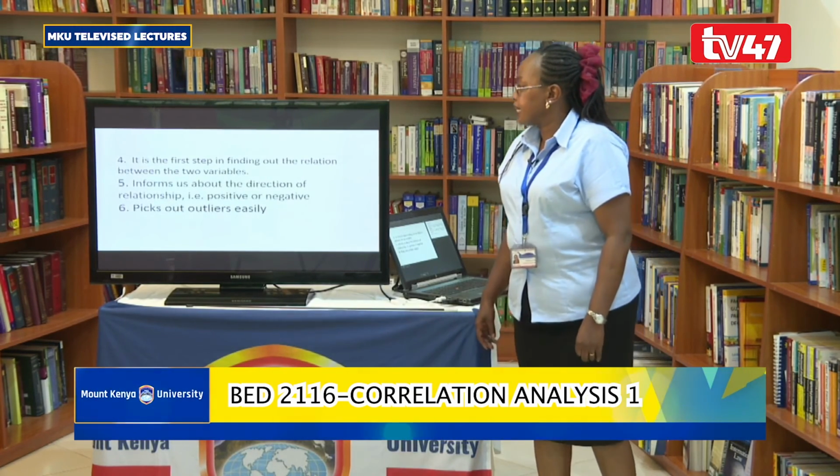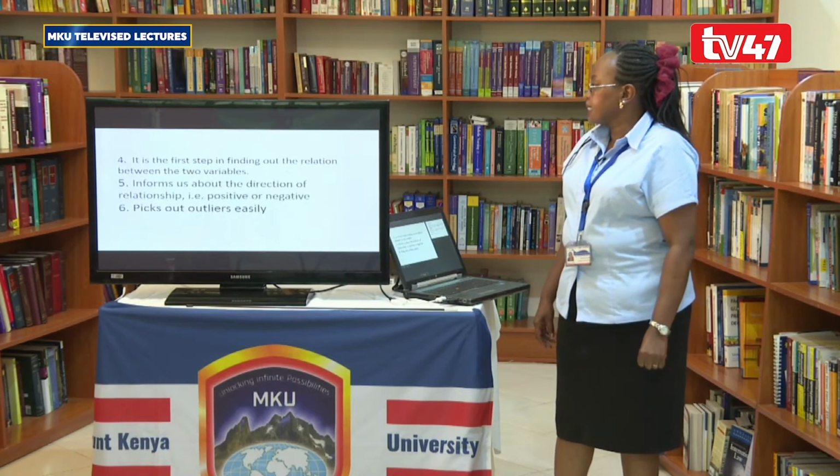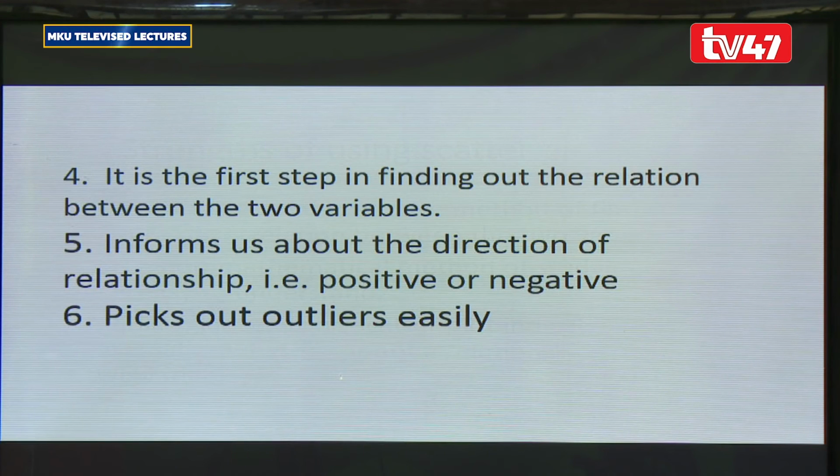The other thing is that it informs us about the direction of the relationship. It can be positive, negative, or even zero. Remember we said if it is zero, there's no way. You try to draw a best line, it's not working.